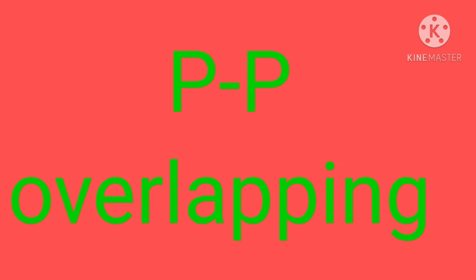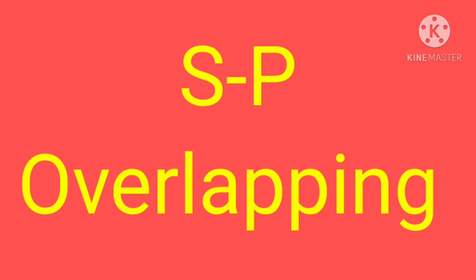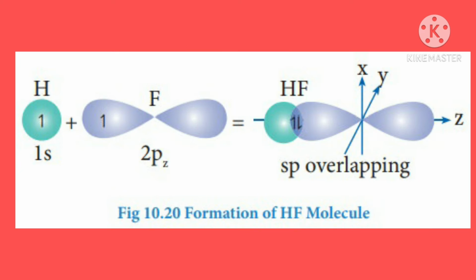Children, let us see pp overlapping. Let us take an example, chlorine. In chlorine, the 3pz orbital will overlap with another 3pz orbital to form pp overlapping. Let us see sp overlapping. Example, hydrogen fluoride. The 1s orbital of hydrogen will overlap with the 2pz orbital of fluorine. This kind of overlapping is known as sp overlapping.